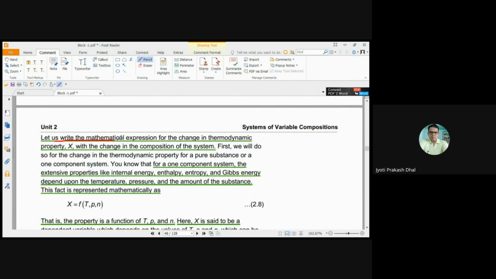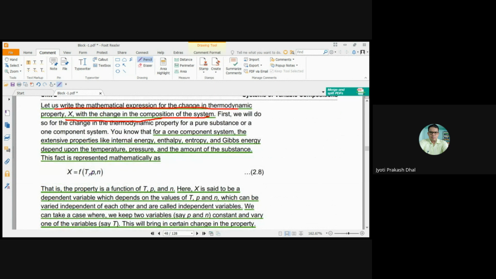Now, let us write the mathematical expression for the change of thermodynamic property X with change in composition of the system. And here we know that X means any extensive property. That may be volume, internal energy, enthalpy, G, or A, whatever it may be. So here we are considering the extensive property to be X, and we know that X is a function of temperature, pressure, and number of moles present in the system.